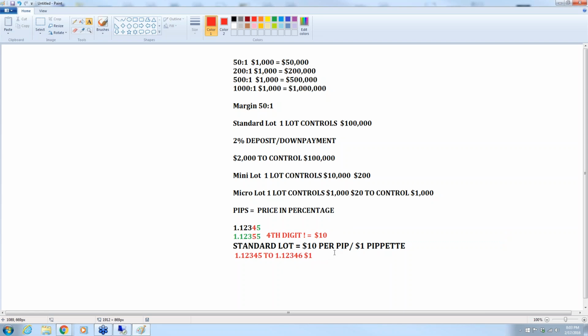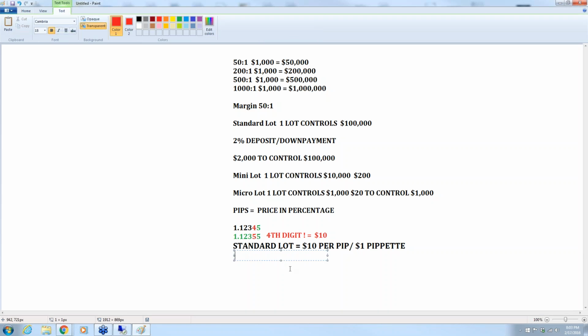Everybody's laughing. They're having a good time here. So let me go back. Let me get rid of that. I'll start it over again. 1.12345 to 1.12346 is equal to $1. That's better. So when you move a micro pip or pipette, that's $1. But when you work a full pip, that's $10.